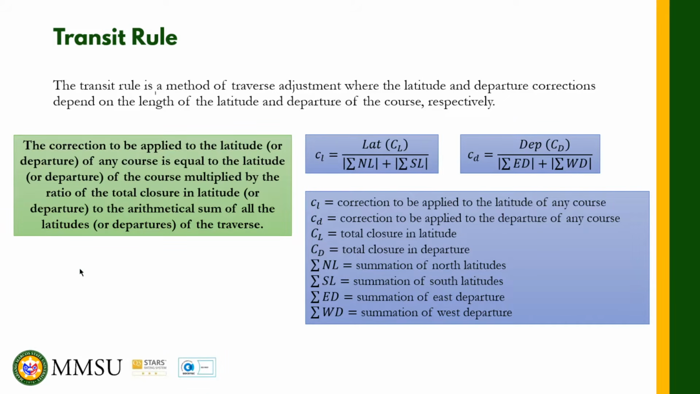So the correction to be applied to the latitude or departure of any course is equal to the latitude or departure of the course multiplied by the ratio of the total closure in latitude to the arithmetical sum of all the latitudes of the traverse. Okay? This statement can be represented by these two equations here. So we have the latitude of the course times the closure of the latitude divided by the arithmetic sum of the latitudes. And for the departure, the departure times the closure in departure divided by the total sum of the departures. All right?